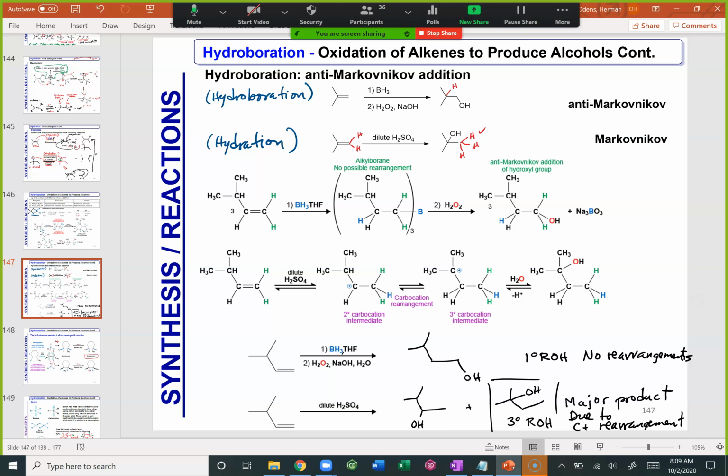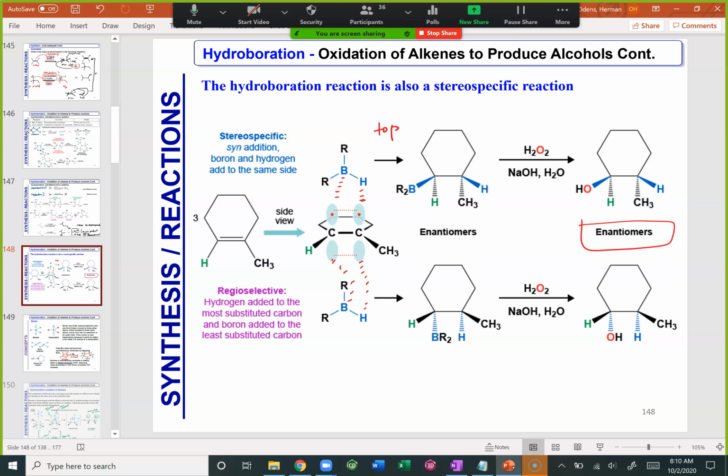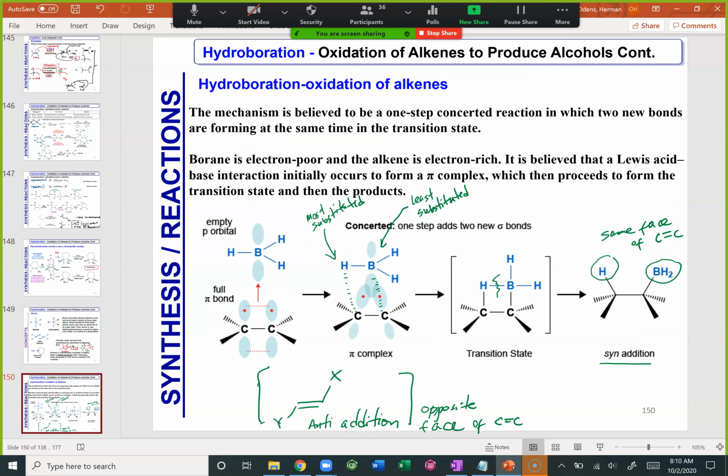One is anti-Markovnikov. It's anti-Markovnikov because the OH doesn't go to the most substituted carbon, and this one is Markovnikov because Markovnikov says this OH goes to the most substituted carbon. So that's what that means. All right, what else do we have? Then these are examples of hydroboration.